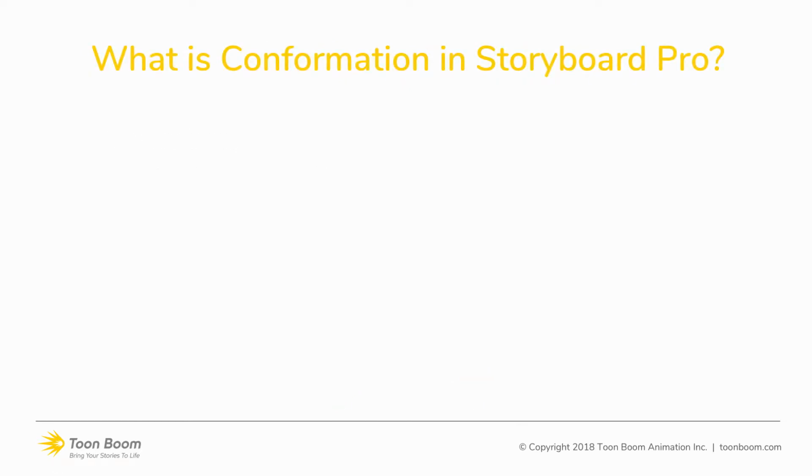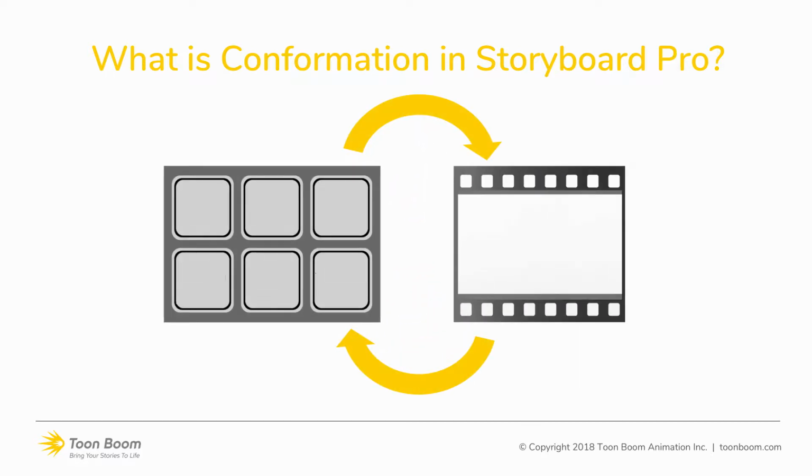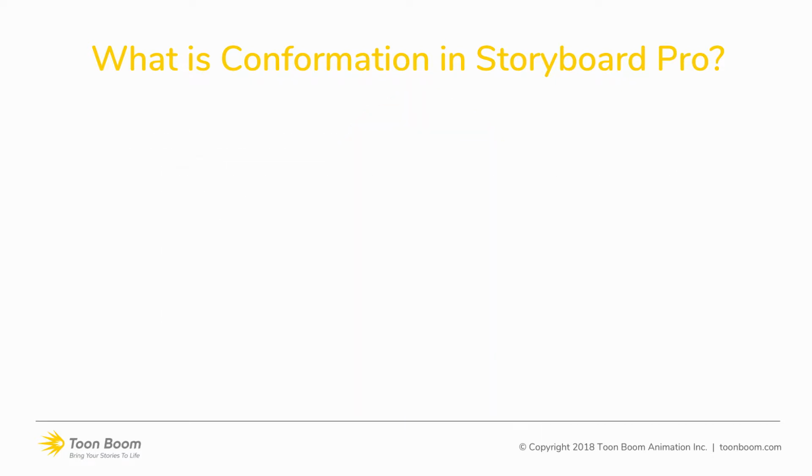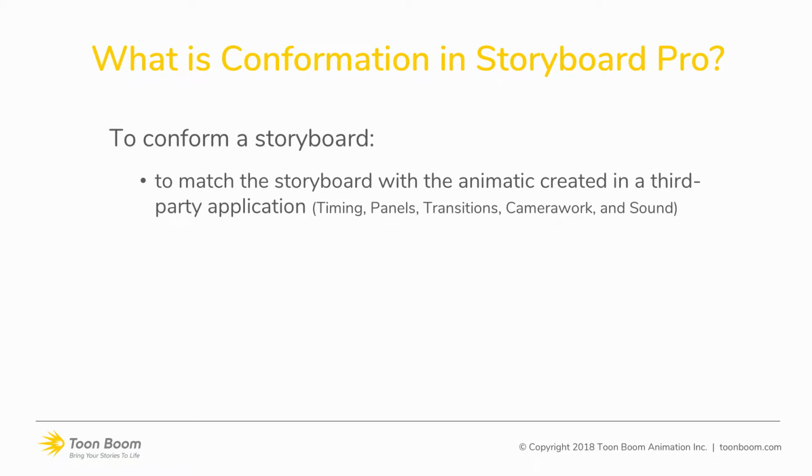So what does it mean to conform in a storyboarding context? It means to match the storyboard with the animatic. So in Storyboard Pro, it is to match the storyboard with the animatic created in a third-party application, meaning a storyboard would be created in Storyboard Pro and an animatic would be created in a third party such as Final Cut Pro, for example. And then you would want to match back the timing, the panels, transition, camera work, and sound that would have been modified in the third-party application.